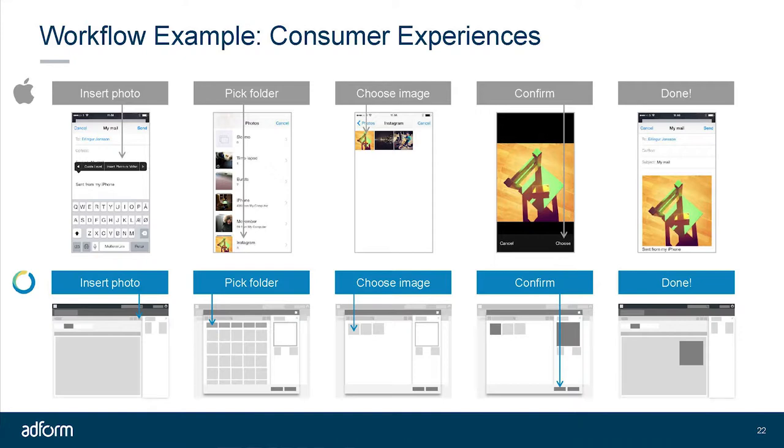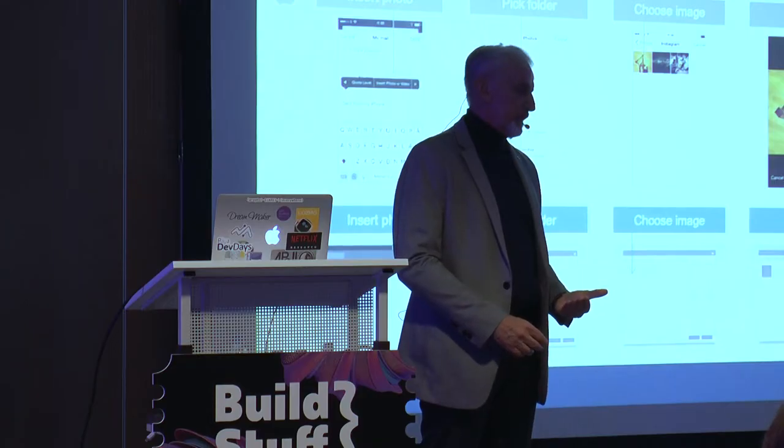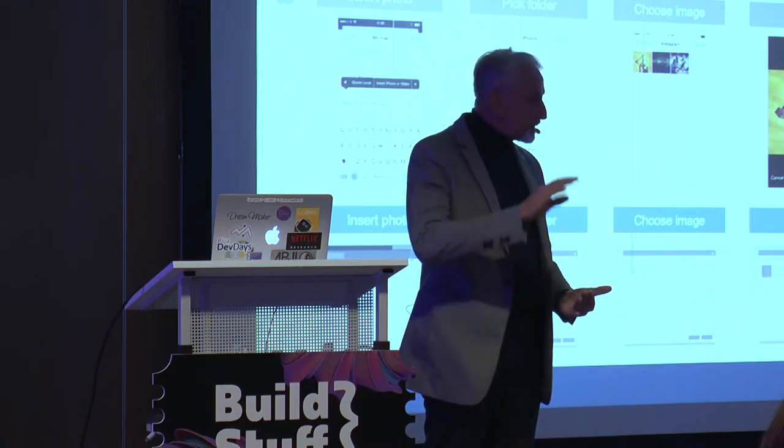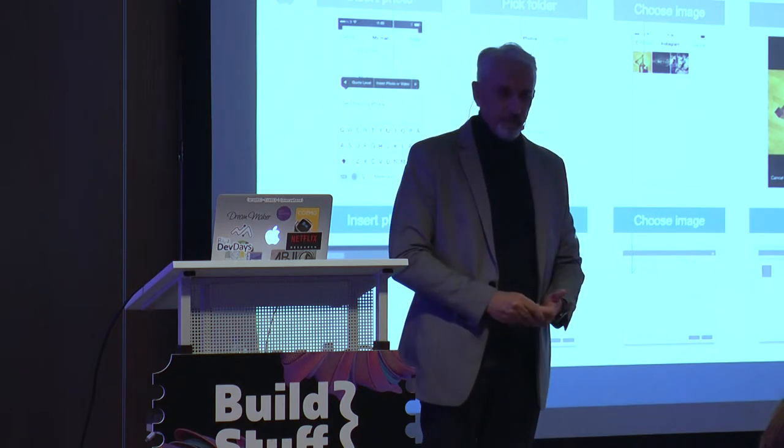This is an iOS, so you make a gesture in iOS to add a picture. You select the picture, you choose the image, you confirm it, and suddenly it's in the email. The email app does not know anything about pictures. It doesn't even render them. It does know about MIME types and attachments to the email.